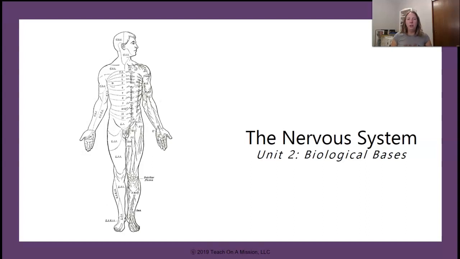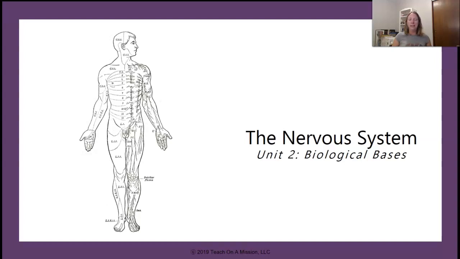AP Psych, welcome to your second lecture of Unit 2. It's all about the nervous system. We are going to try to see if we can squish all of our notes on one page, well, maybe a front and a back. But make sure you're using the notes I provided because it's got some graphic organizers that will really help you break down all of the components of the nervous system.